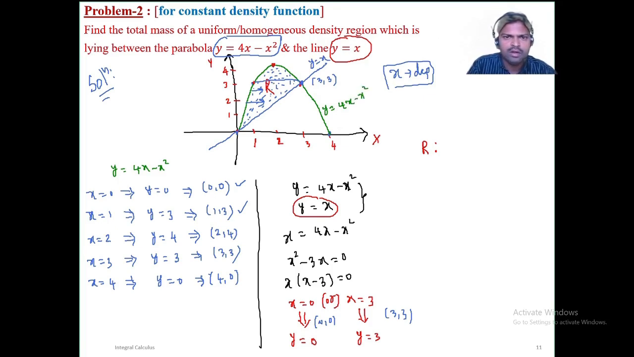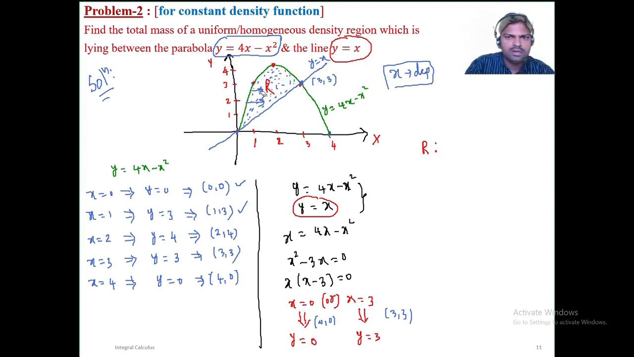Okay, and look, up to this point the upper bound is this line only, but after this the upper bound becomes this curve. Lower bound is the same curve, upper bound is the same curve. So therefore, instead of taking x is dependent, let us take y is dependent. We will get simple limits. Okay, so now let us proceed.